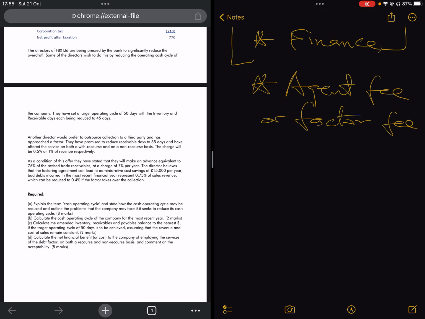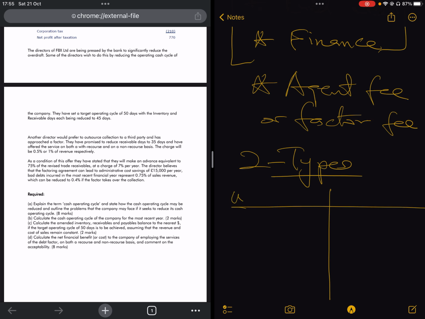And there are two types. Let me just quickly tell you the two types of factoring. Basically you have factoring with recourse and factoring without recourse.